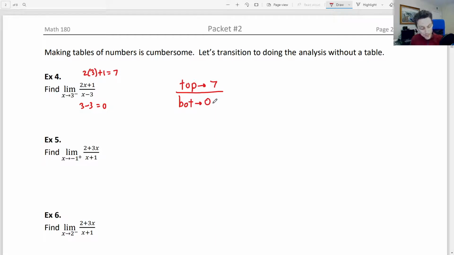Now, one more piece of information that we're going to want is what the sign of the bottom is as we get close to 0.